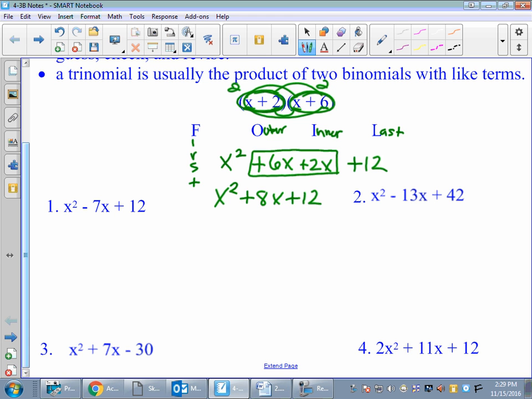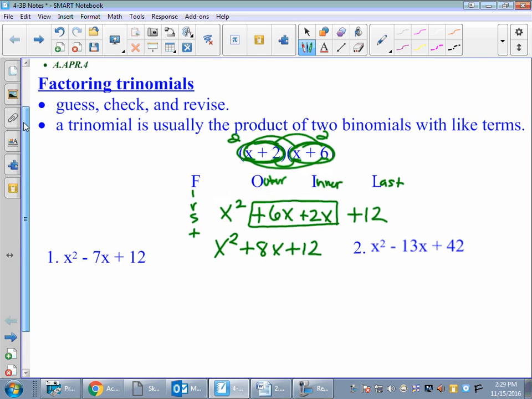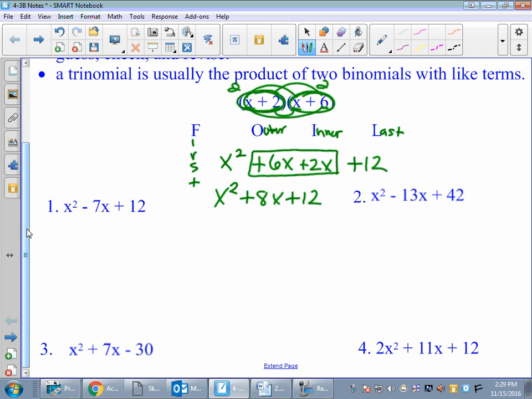We had a few trinomials yesterday where it was just a greatest common factor, but today our answers are going to be binomials. So one of the ways that we can do this is just guess, check, and revise. A little bit difficult to do, but some of you are pretty good at it, and I wouldn't say that you couldn't use it if you're good at it, okay? So we know that there's no greatest common factor. I looked at it. There's nothing in common with all 3 terms.